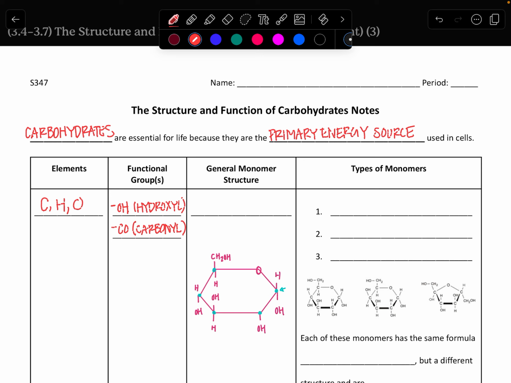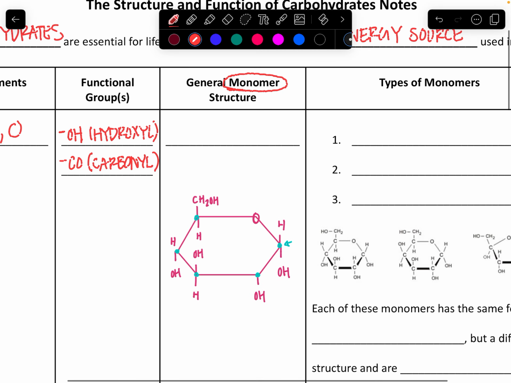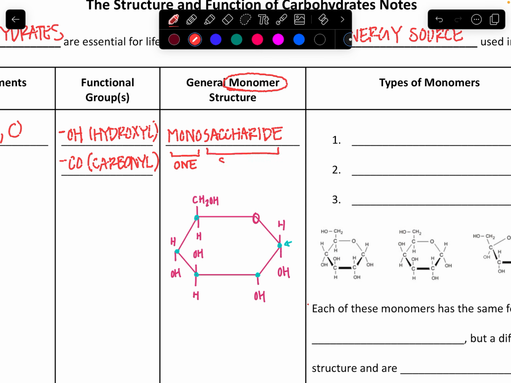Okay, now every carbohydrate is going to be built from a monomer. Remember, monomers are the building blocks of our macromolecules. So the monomer of a carbohydrate is something that we call a monosaccharide. Mono, if we think about that prefix, means one. So it is one thing, one subunit, one building block. And what all of our carbohydrates are made of are types of sugars, okay? So it means one sugar.